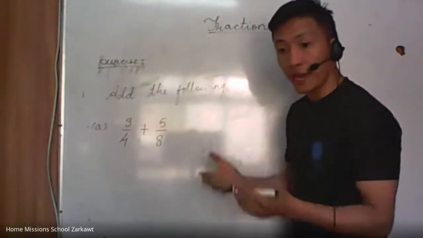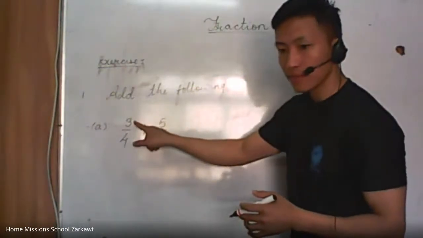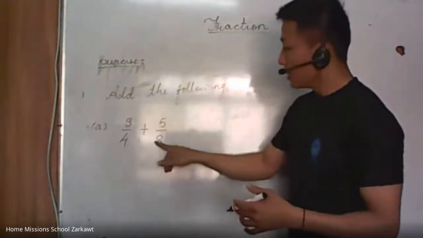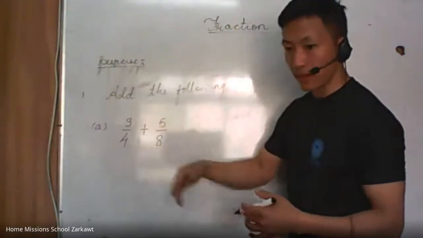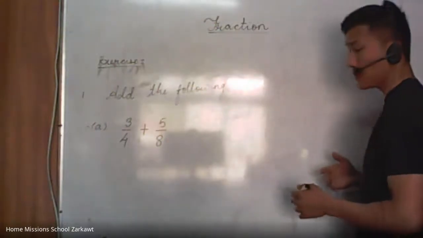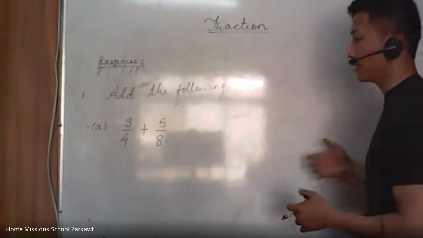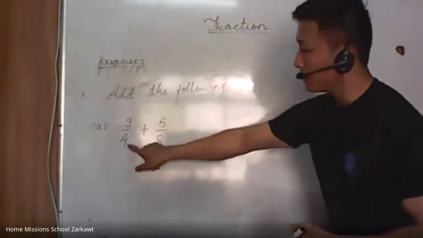Okay, we can't add the numerators directly, the denominators directly right now. Okay. We have to find out LCM first from the denominator.